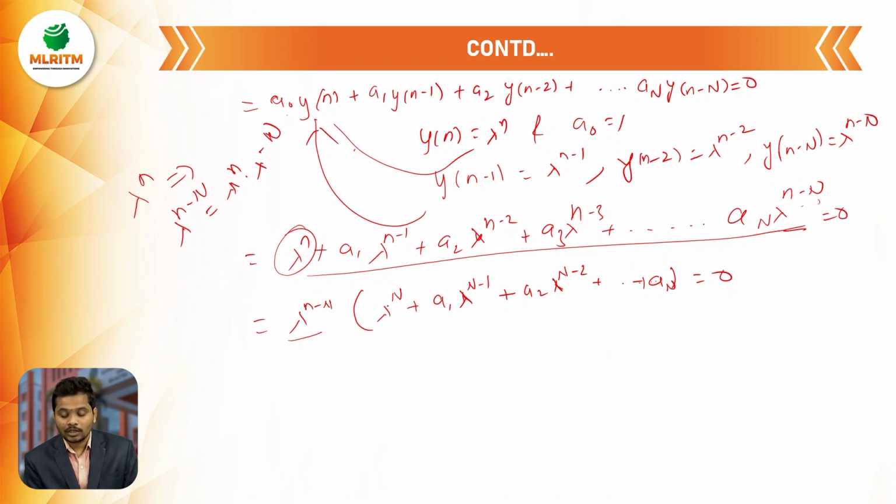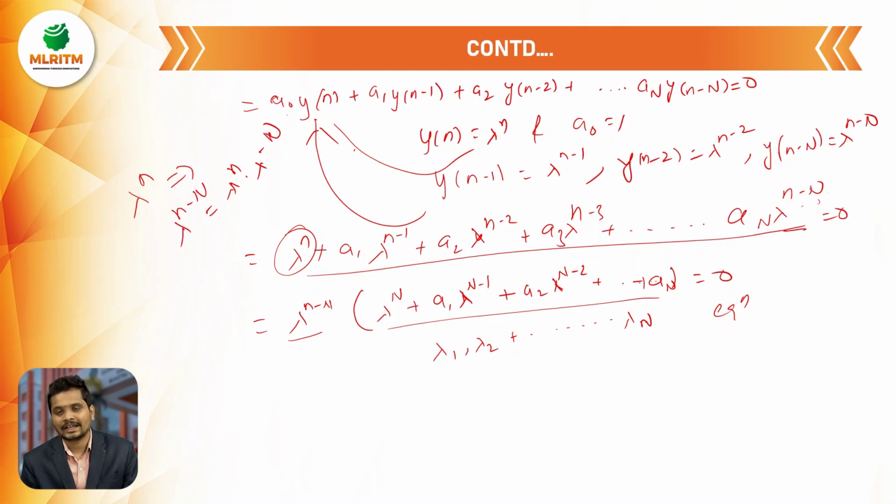So that's why here we will get lambda power n after commoning the lambda power n minus n. For this equation, the solution is in the form of a characteristic equation having roots lambda 1, lambda 2, lambda 3, up to lambda n. These are the solution for the difference equation.